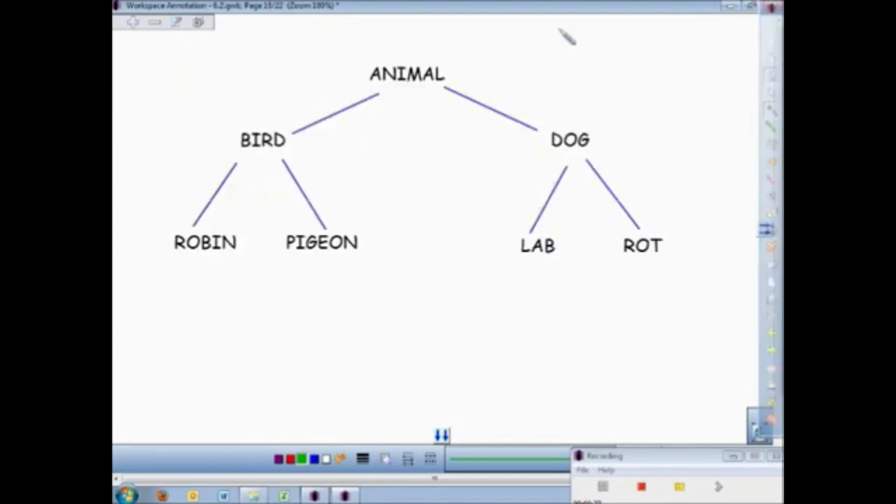What a hierarchy is. A hierarchy ranks things from very least specific to more and more specific as you go down. Like, a bird is a type of an animal. A robin is a type of a bird. A pigeon is a type of a bird. A dog is a type of an animal. So we had seen this before in geometry class.